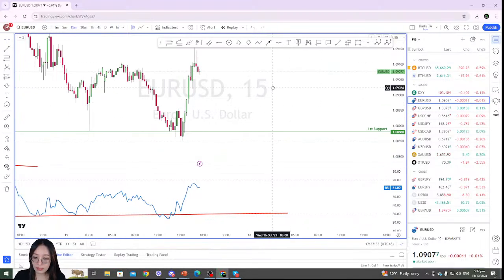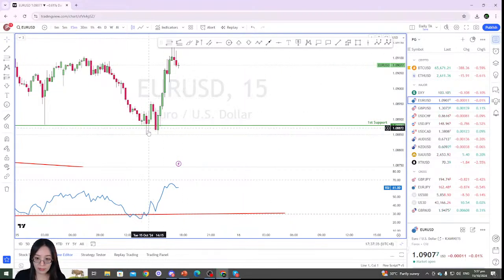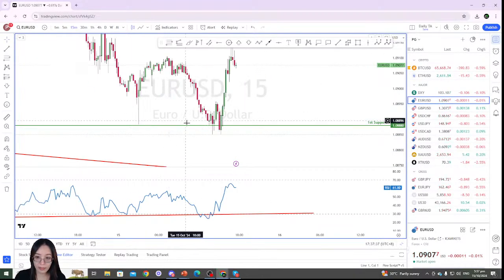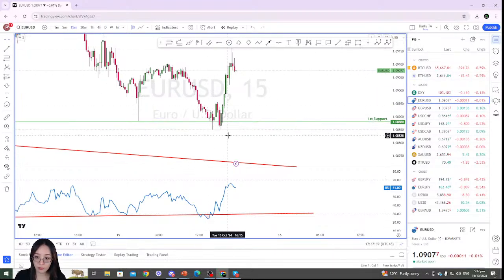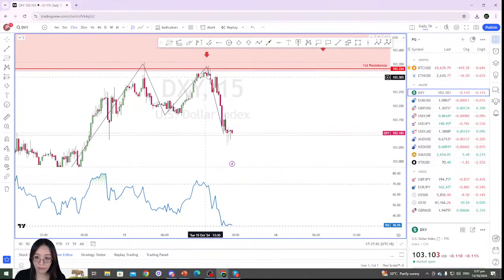The M15 is very clear, you can see the price action and you can see the rejection over here, and then you know that okay, we're safe to buy from the support level because the dollar also came from the resistance level. This is how we trade with correlation.